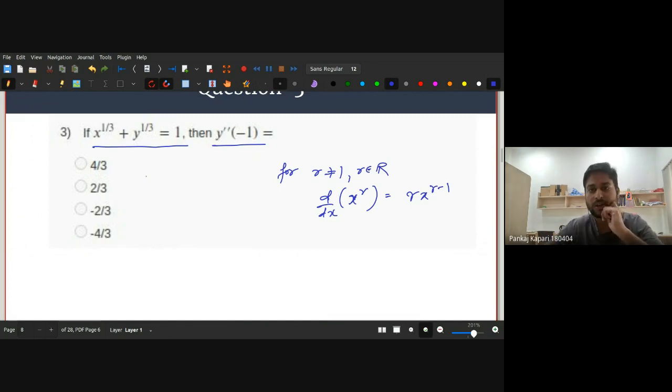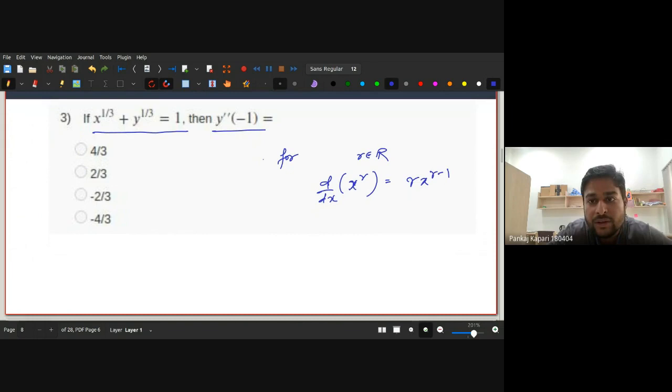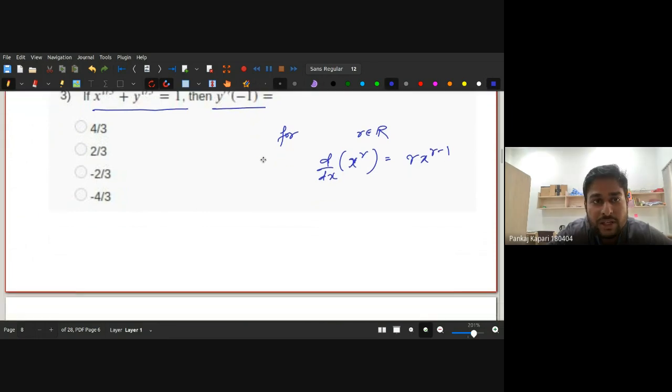Okay, so r can be 1 also. So if r is 1, then yes, r can be 1. But if r is 0, okay, this property holds for every real number, and that's how we differentiate it.